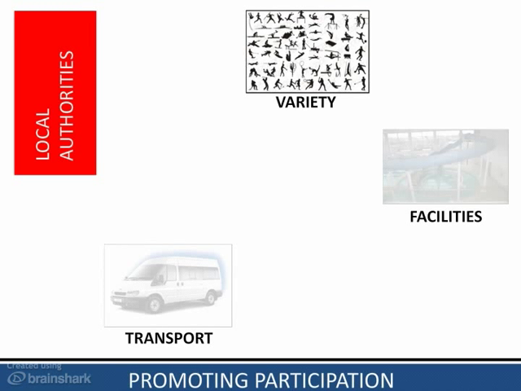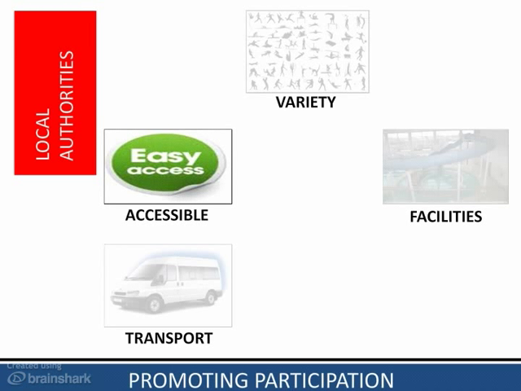A key thing about providing and promoting participation is the variety of different sports and activities that are available. Clearly, if a local authority just provided one sport, let's say football for example, that would perhaps only be attractive to a small minority of the community and exclude other members of the community who might not be interested in football. So clearly a large variety of activities is important in promoting participation. It's also really important that there's ease of access, that a local sports centre, a sport facility is local and it's easy to get to.